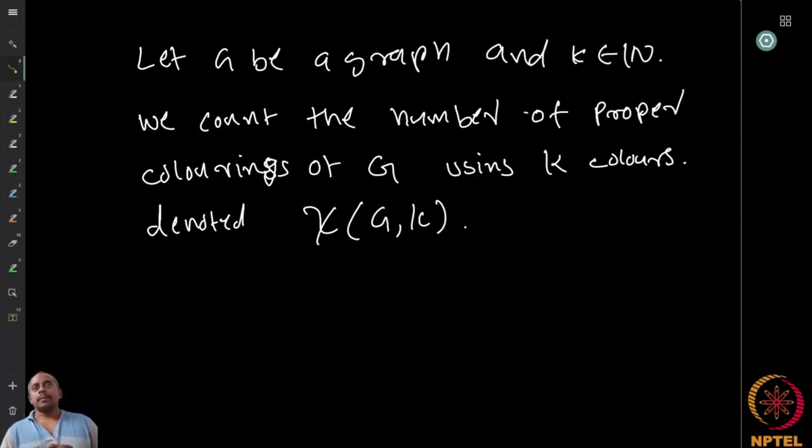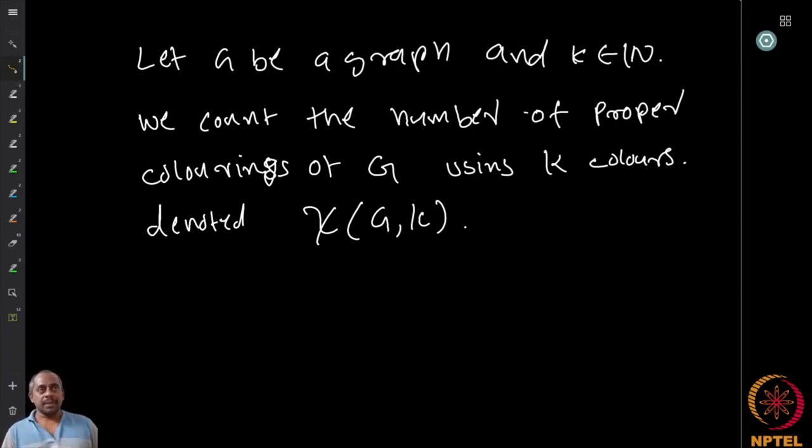Now another combinatorial question that one can ask is: given a graph and a set of colors, I am giving K colors, because sets of the same cardinality are the same for us. We can just assume that it is a set. Once you know the cardinality, you just assume the numbers from 1 to K are the colors, right?